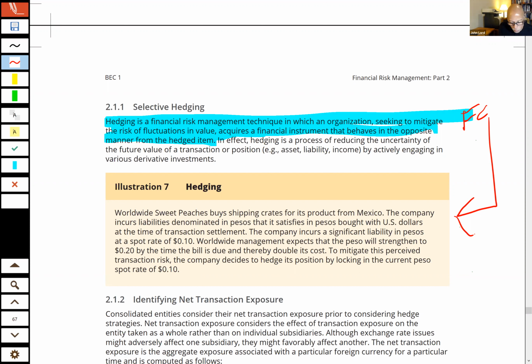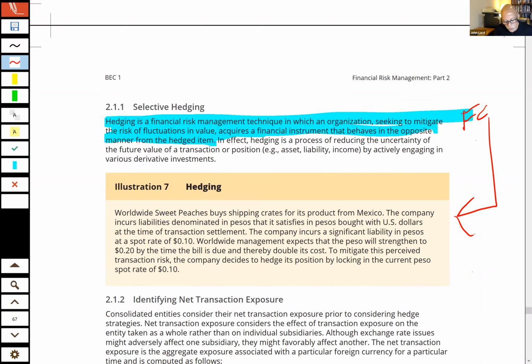So we have this Worldwide Sweet Peaches buying shipping crates for its product from Mexico. The company incurs liabilities denominated in pesos that it satisfies in pesos bought with US dollars at the time of the settlement. The company incurs a significant liability in pesos at a spot rate of 10 cents. Worldwide management expects the peso will strengthen to 20 cents by the time the bill is due and thereby double its cost. And you're like, well, what's the big deal? 10 cents. But of course, we'd multiply that by the number of units that we're dealing with.